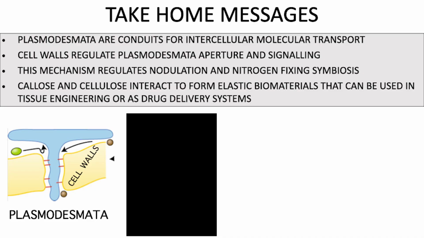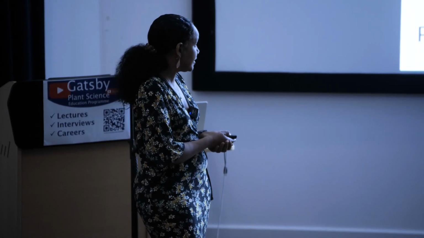So to conclude my talk, I want you to take home a few messages. It has been a very challenging talk, again very long, but I want you to think about plasmodesmata as conduits for intercellular molecular transport. I want you to know that cell walls regulate plasmodesmata aperture, and by doing that, they regulate signaling in processes that are very important, such as nitrogen-fixing symbiosis. But other signaling processes, such as drought or nutrient uptake, are also affected by molecular transport through plasmodesmata. I also want you to know that callose and cellulose interact to form elastic biopolymers. And these biomaterials could be used in tissue engineering or as a drug delivery system.